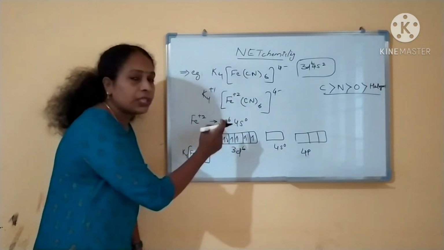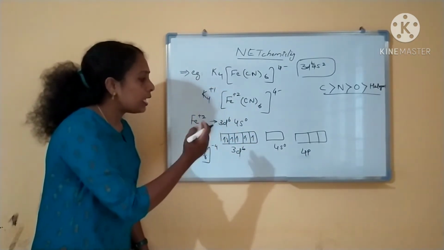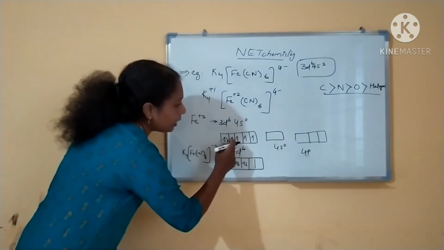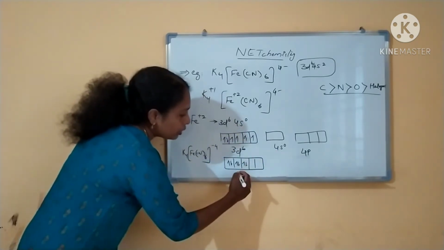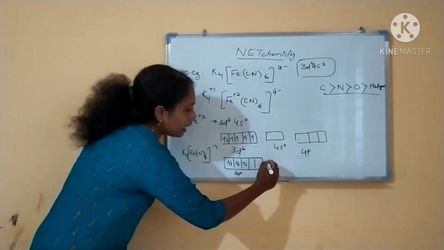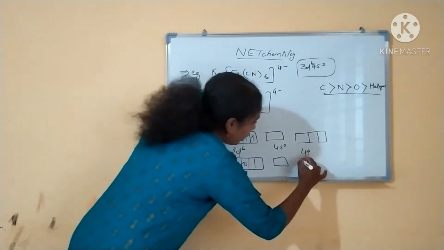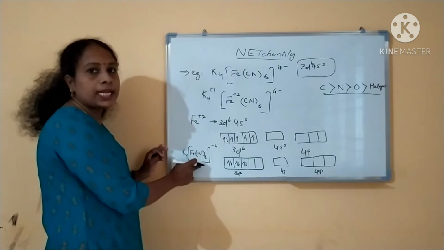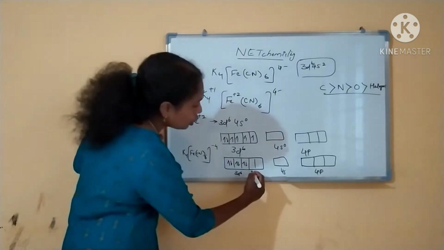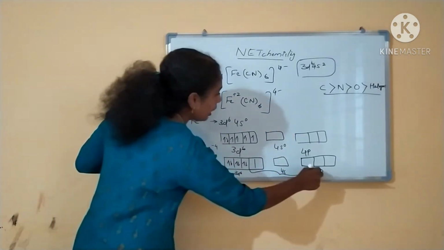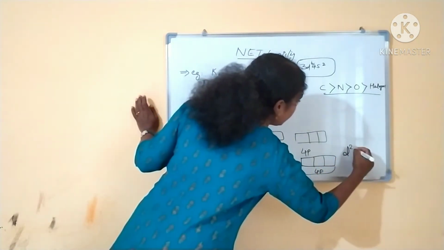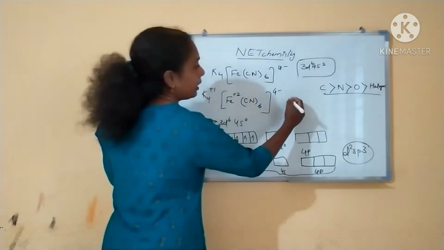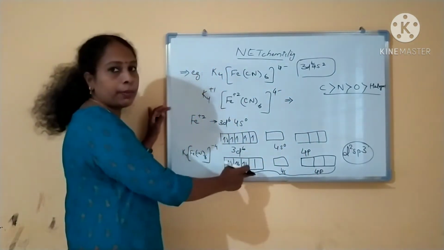So what will happen if it is a strong ligand? It will cause the pairing of the electrons. So in 3d6, these 2 electrons will be paired. So 3d6 has become like this, and 4s and 4p. Since 6 ligands are there, 6 orbitals should be there, so d2sp3. What is the hybridization? d2sp3 hybridization.